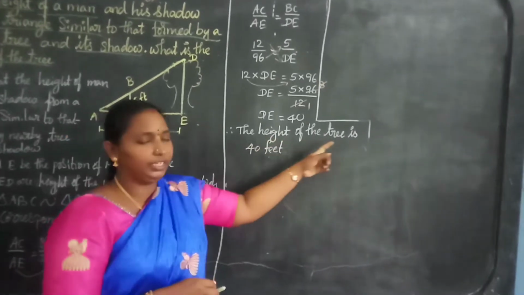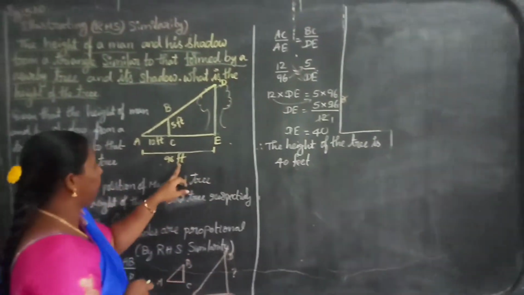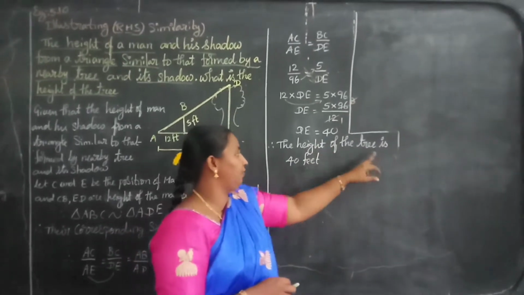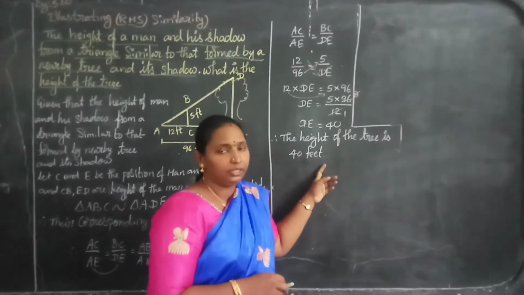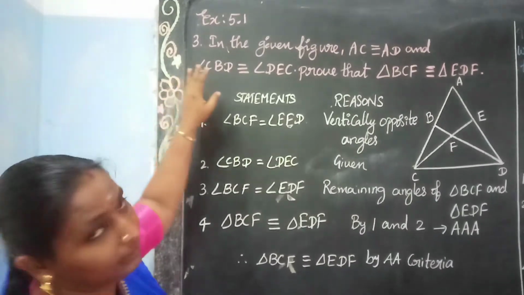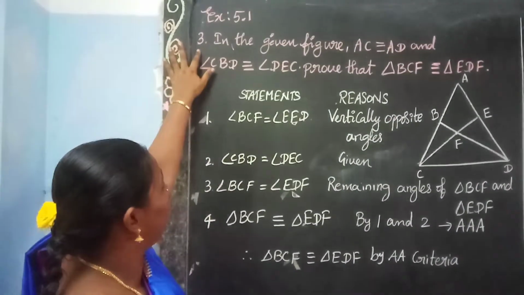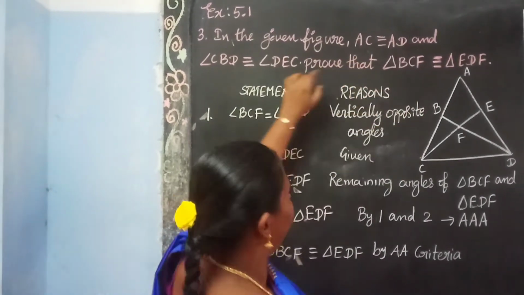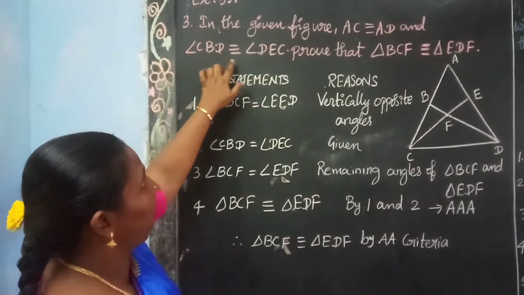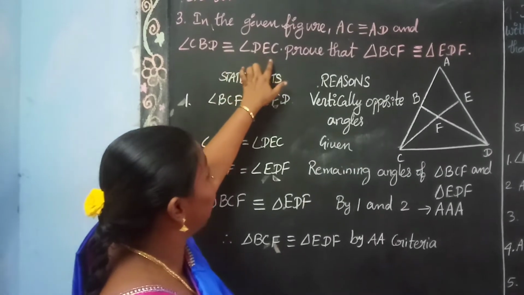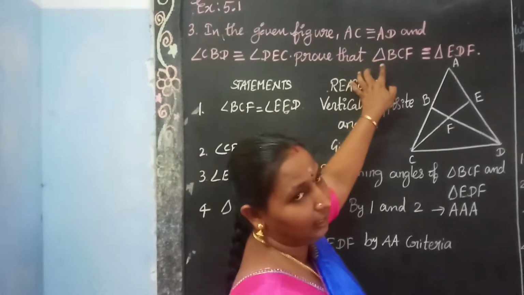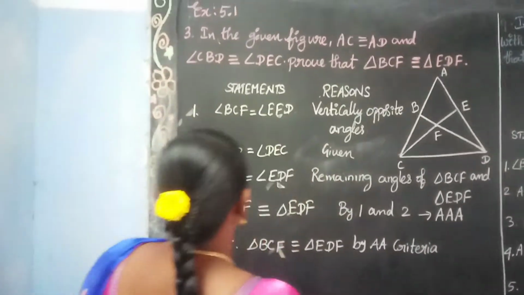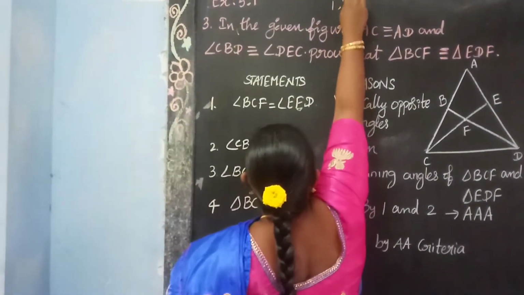The sum is given in feet, so you have to write the units as feet. Therefore the height of the tree is 40 feet. Did you understand the sum? See, exercise 5.1, third one. In the given figure, AC is congruent to AD and angle CBD is congruent to angle DEC. Prove that triangle BCF is congruent to triangle EDF. Do 1 and 2 as homework. Okay.